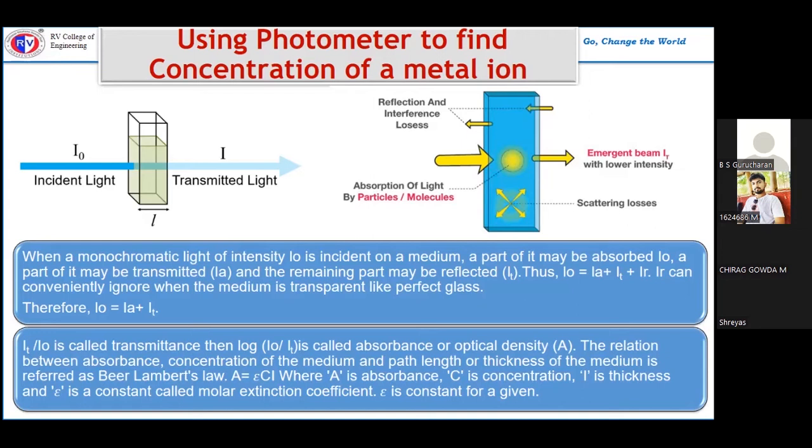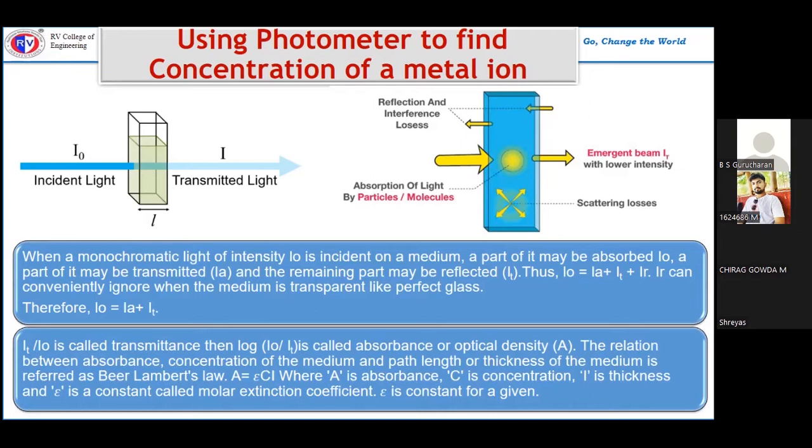So when we have to find the concentration of the unknown solution, we have to measure the absorbance of different standard solutions and then plot the graph of absorbance versus the concentration. And then we have to find the absorbance of the unknown solution. Then when we match the absorbance from the graph, we can find out the concentration of the unknown solution.